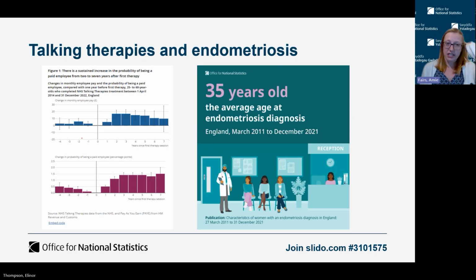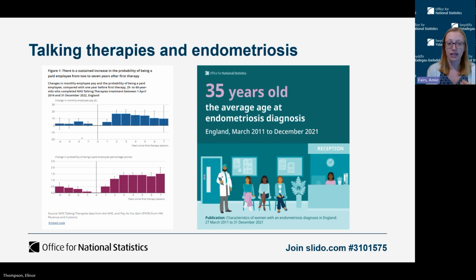But this is, yes, the NHS Talking Therapy Service in England. So these are people who've used the NHS Talking Therapy Service. On the left here, the blue bars are the change in monthly employee pay in years since your first therapy session for people who completed their treatment. You can see that after they have the therapy, this raises. And the bottom shows you the probability of being a paid employee after you have completed your treatment.